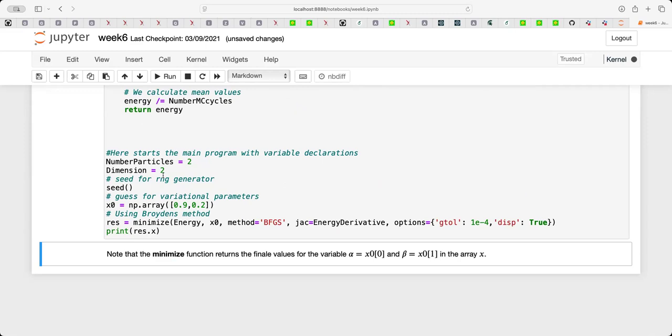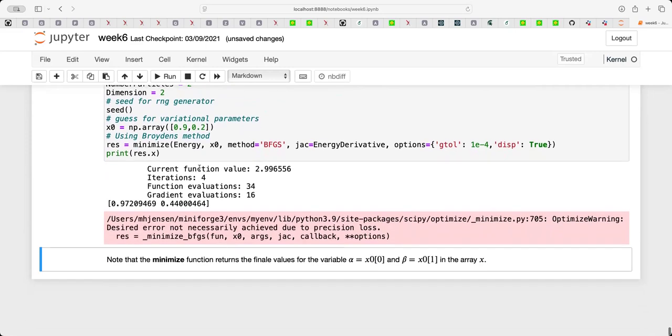It's going to take a little bit of time. And you see now that the energy is actually pretty good. It used 4 iterations. It did function evaluations 34 times, gradient evaluation 16 times. And these are the optimal parameters it finds. So what you will see every time you run it with different seeds, it will give slightly different values.